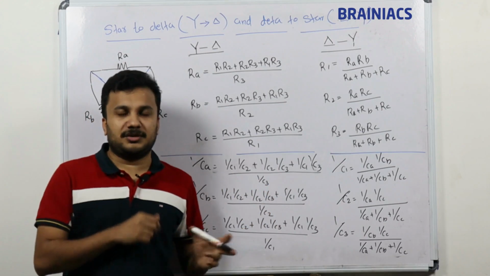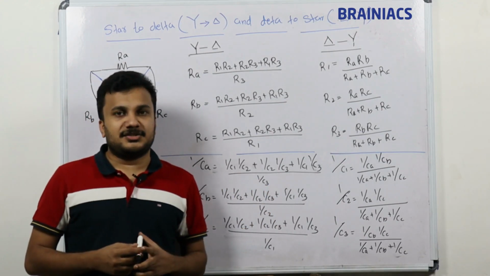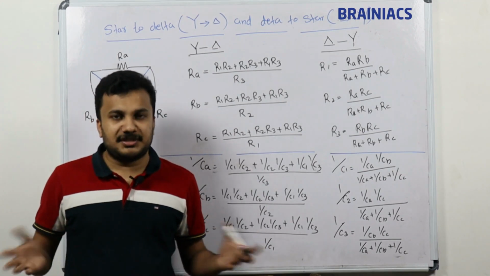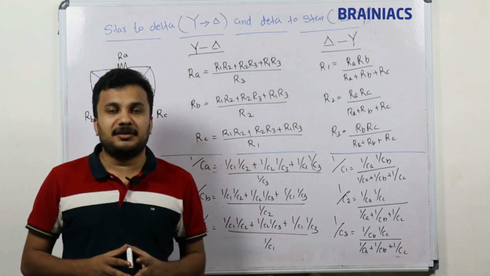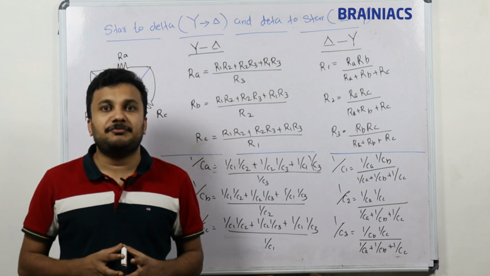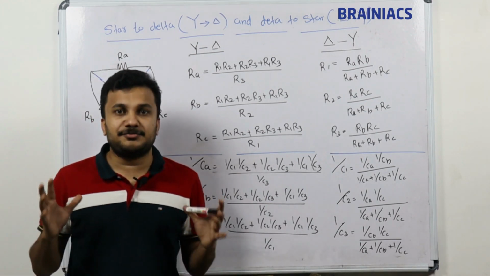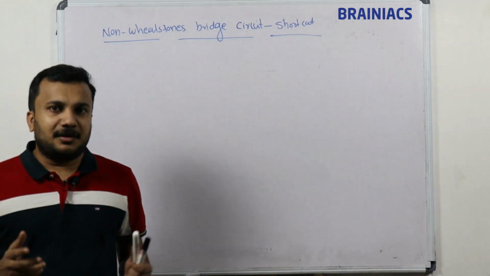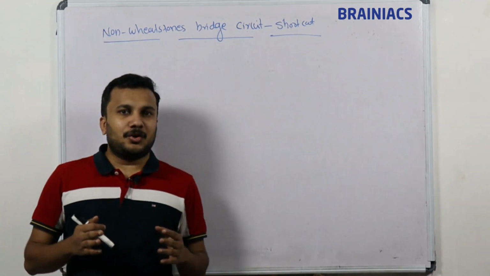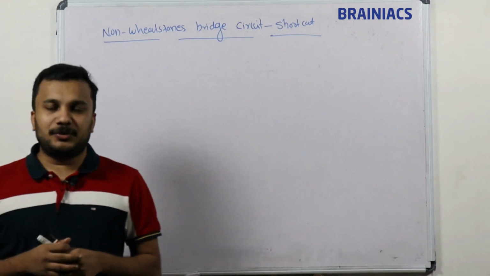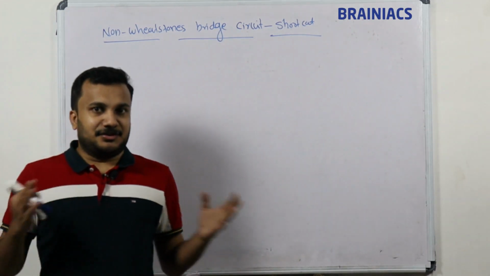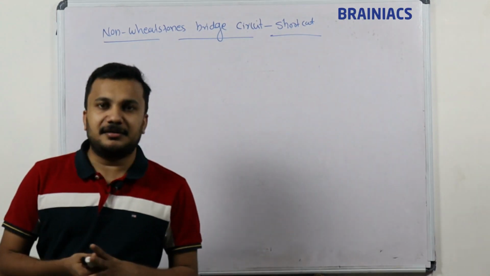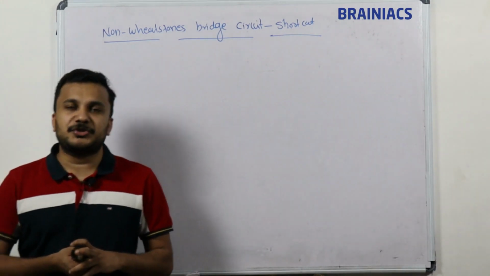Hope you understood delta to star and star to delta conversion. This is quite important, not a part of your syllabus as I told before, but it's really important to answer certain questions in a very fast way. This is a kind of shortcut method. We'll see how we can solve the non-Wheatstone bridge circuit using a shortcut. Shortcuts we already learned, right? The shortcut is nothing but star to delta or delta to star conversions.